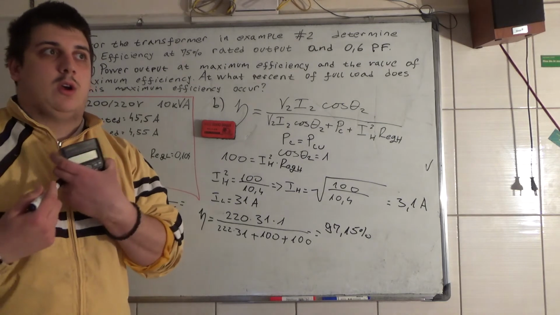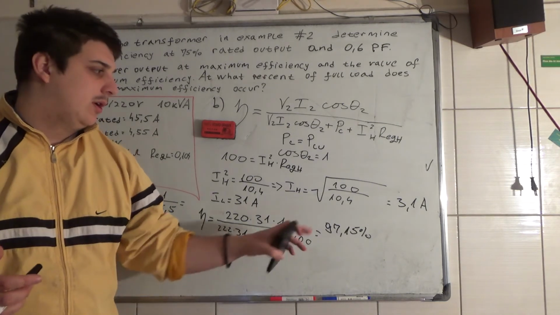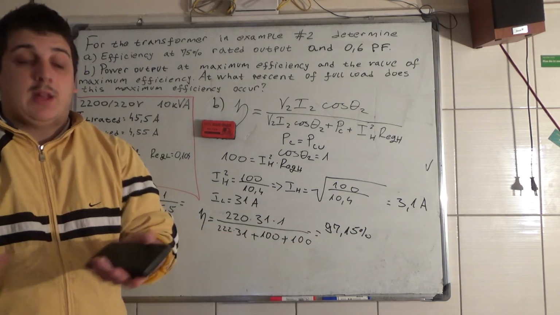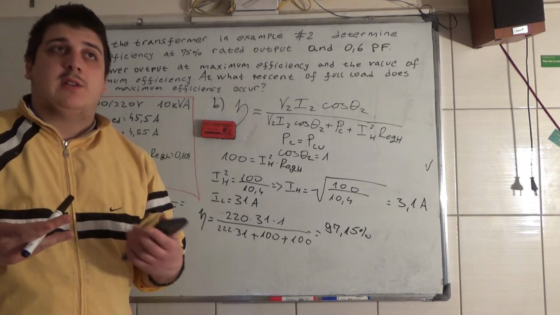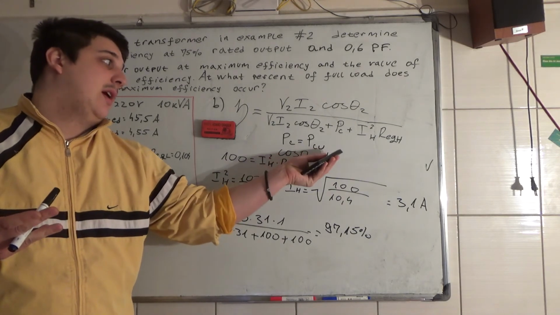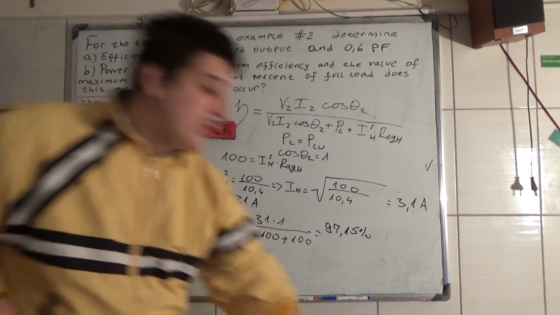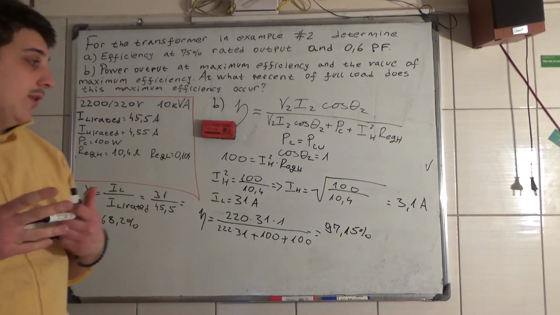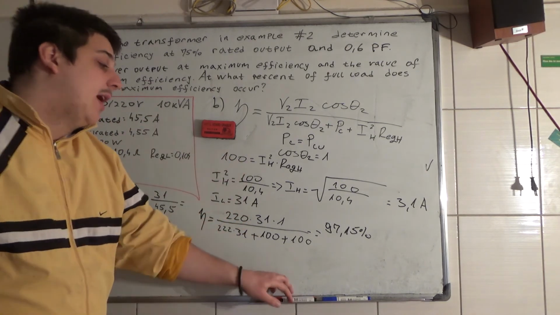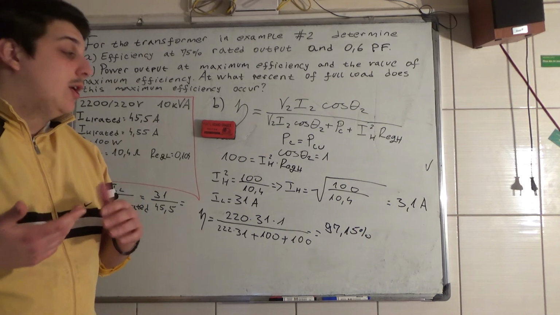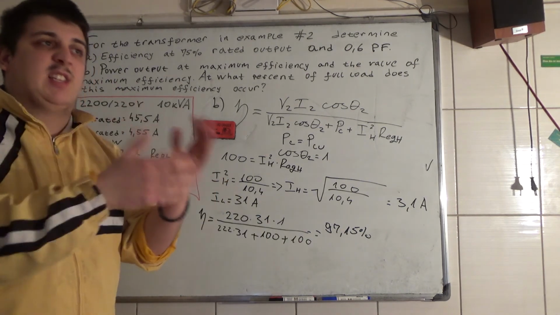In real life it is almost impossible to have this much efficiency. I mean, it is possible, but it is almost impossible to have the ideal situation where cosine theta 2 is 1 and the core loss is equal to the copper loss. But now you see in what situation you have the maximum efficiency of a transformer. And in this particular transformer, 97.15% is the maximum efficiency.